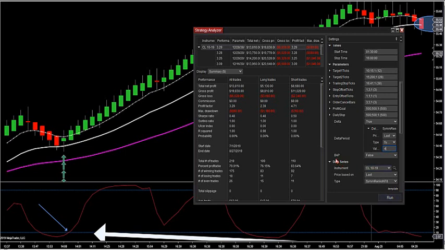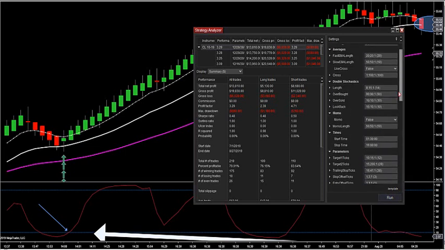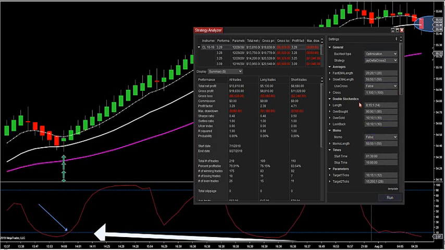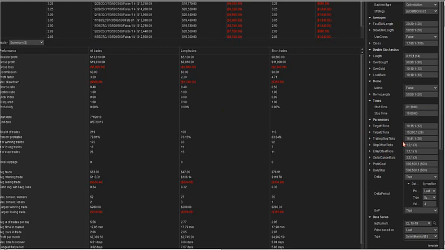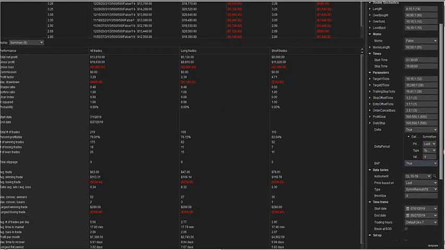Another great feature we added to it. BAP is best available price. If you want limit orders, we have a best available price. You can put true. It will buy the offer, sell the bid as far as that goes. So this, you can back test as long as you want. You can go all the way back. You know, this is 1 month.